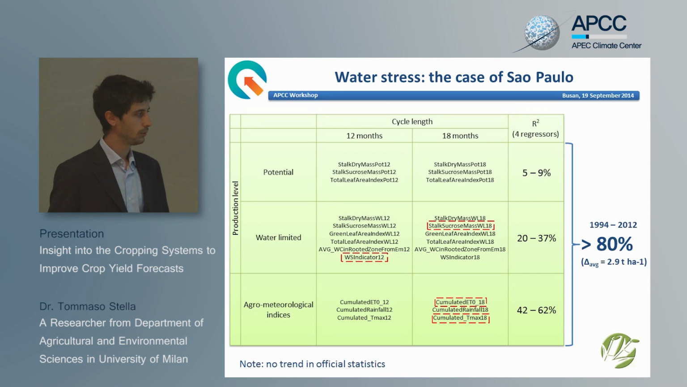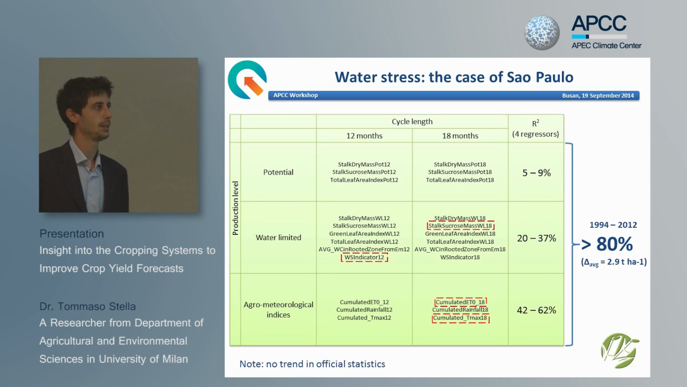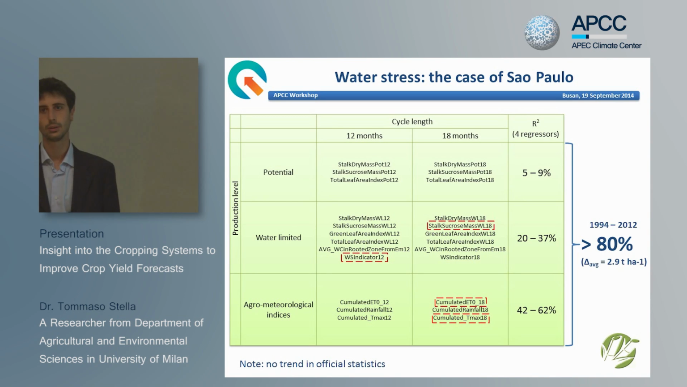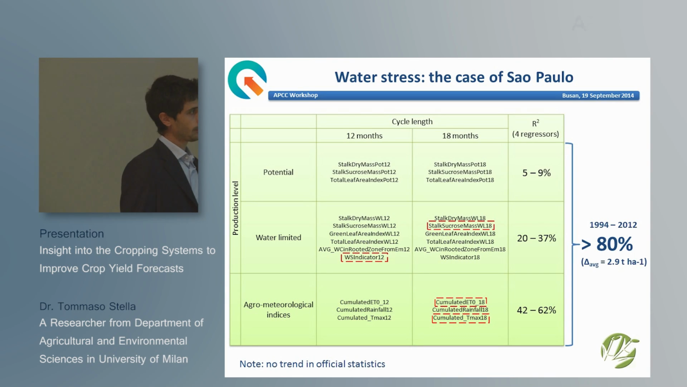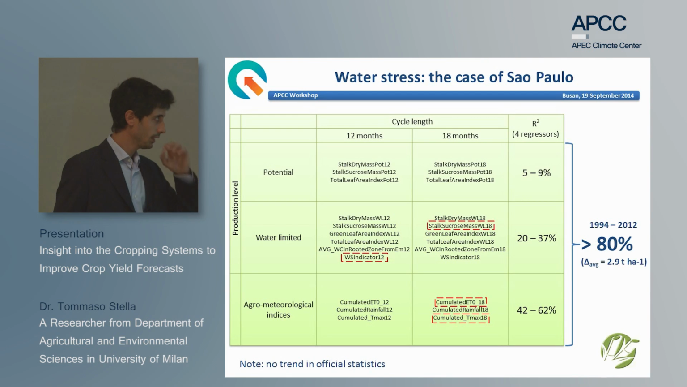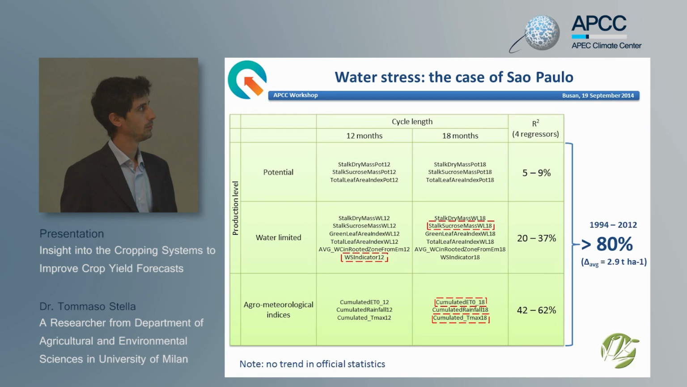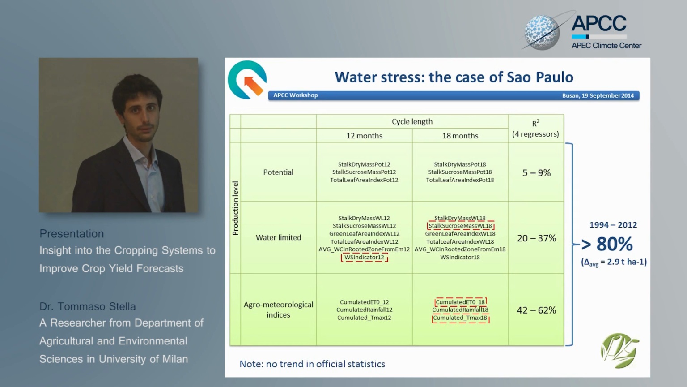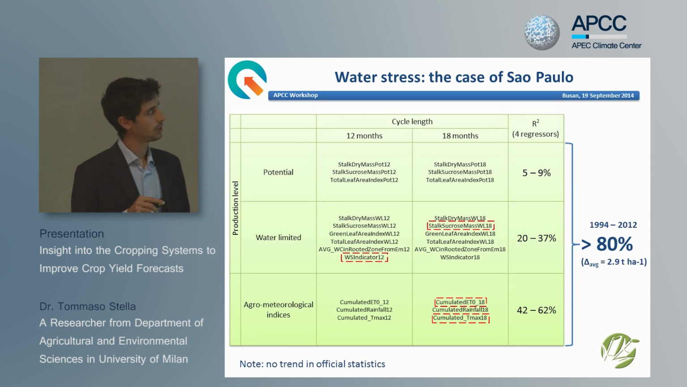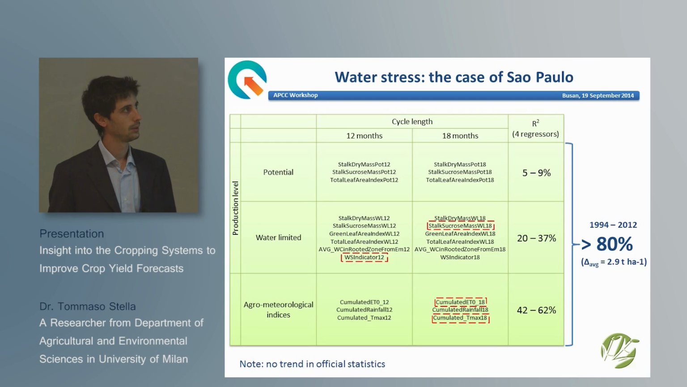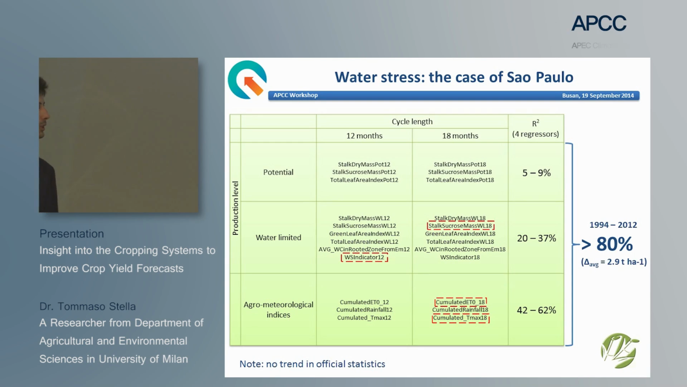And note that no trend was detected in official statistics, so these results are only due to the goodness of the indicators we use for the multiple regressions. So in this case, simulating just potential level, even if the rainfall should be enough for the optimal conditions for the crop, is quite useless. And the effect of water limitation is not negligible.